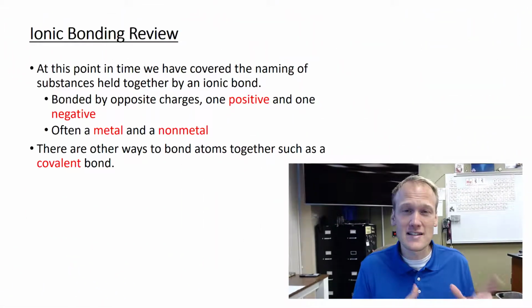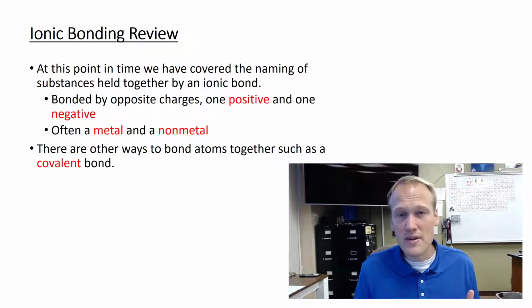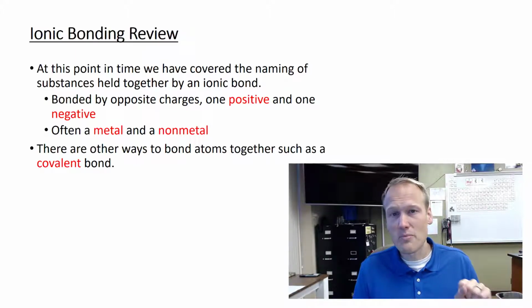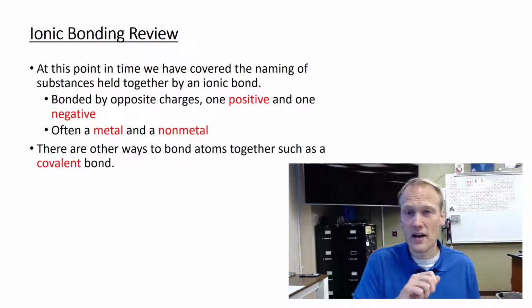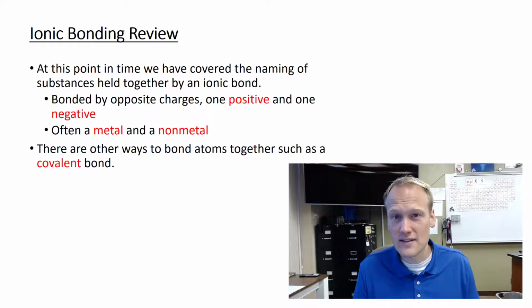Before we get to covalent, let's take a little time to review how we name ionically bonded things. Remember that ionically bonded substances have a positive cation and a negative anion. This is often between a metal and a nonmetal, but it could also include polyatomic ions. These charges occur because of atoms losing and gaining valence electrons.